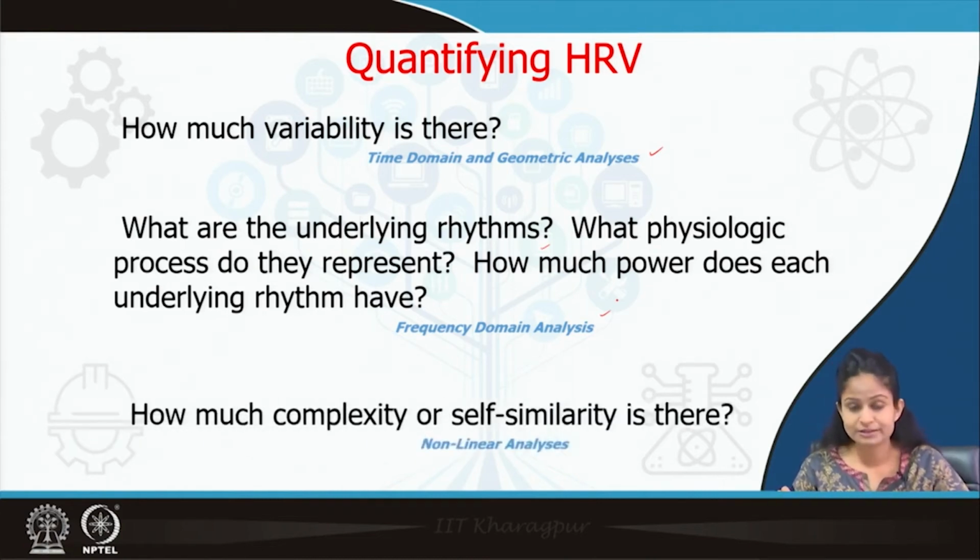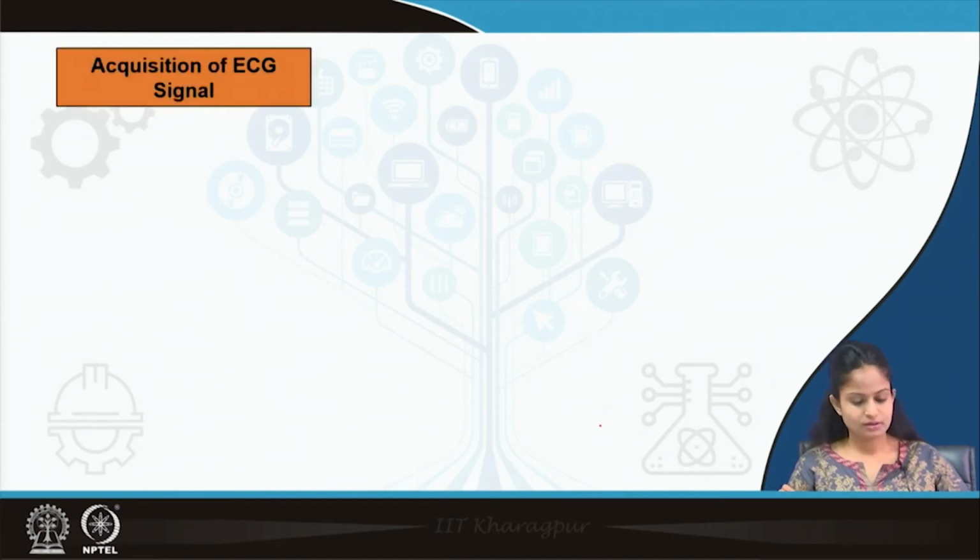Then we have how complex this rhythm is or how much complexity or self similarity is there. For that we use non-linear analysis. So, these are the various types of analysis which are present to quantify the heart rate variability. Based on which parameter you want to check, which domain you want to check, you have to perform that analysis. So, acquisition of ECG signal, ECG recording has been done, we have obtained the ECG signal.